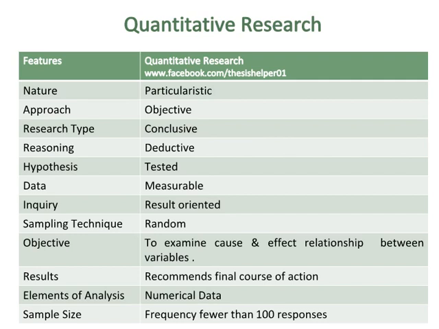Data in quantitative research is measurable. Inquiry in quantitative research is result-oriented. The sampling technique in quantitative research is random. The objective of quantitative research is to examine the cause and effect relationship between variables.